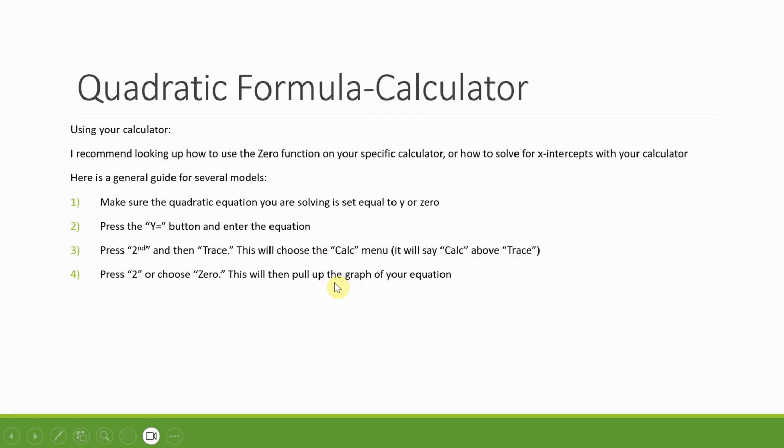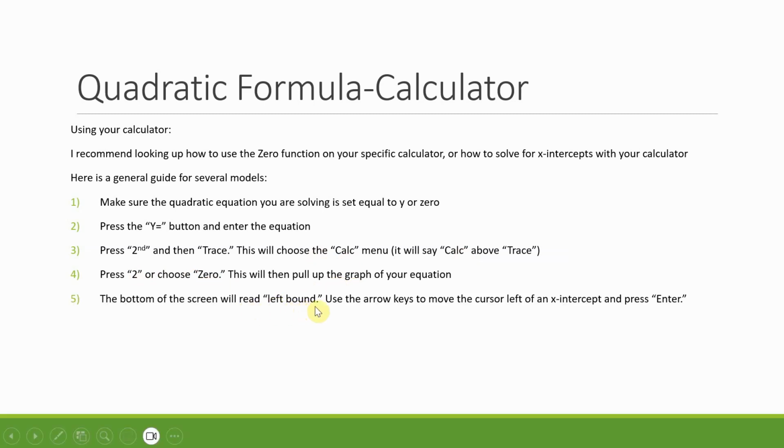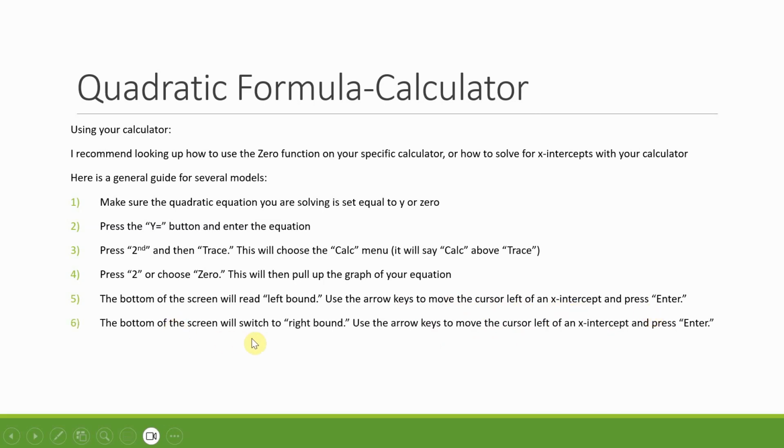This will then pull up the graph of your equation, and there's going to be a little cursor for you to move around, and at the bottom of the screen, it's going to read left bound. So it's just looking for you to take that arrow key and move that cursor anywhere to the left of whatever x-intercept you see on that graph. You might have to do this a few times, one for each x-intercept. So pick one, move the cursor to the left of that x-intercept and just press enter. Then the bottom of the screen is going to switch from left bound to right bound, and it just wants you to pick any point to the right of that x-intercept.